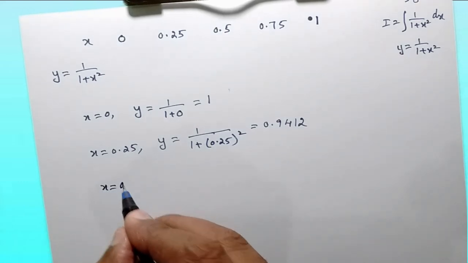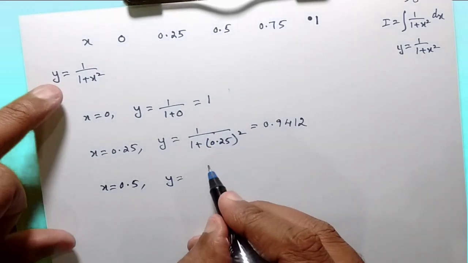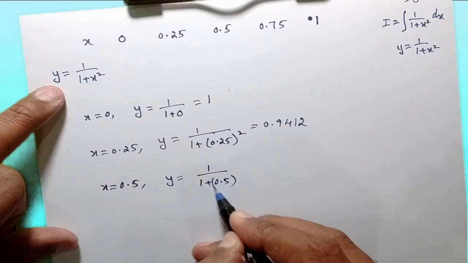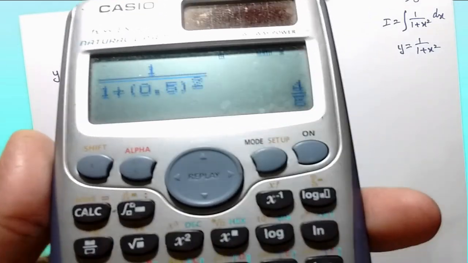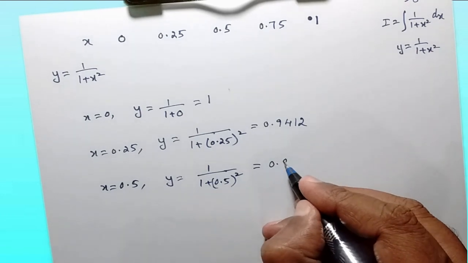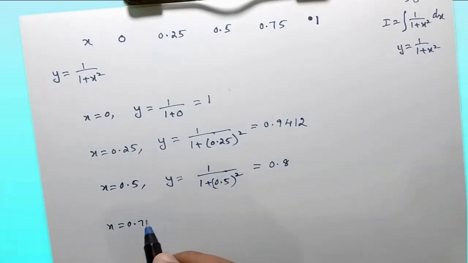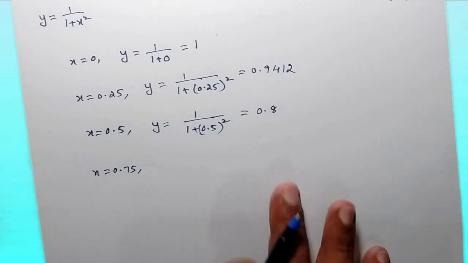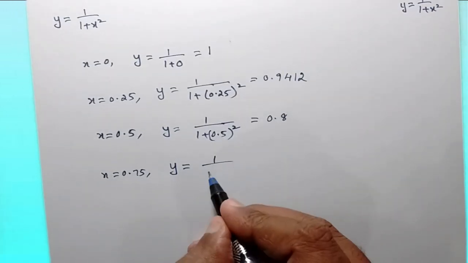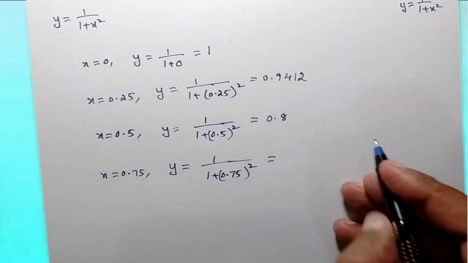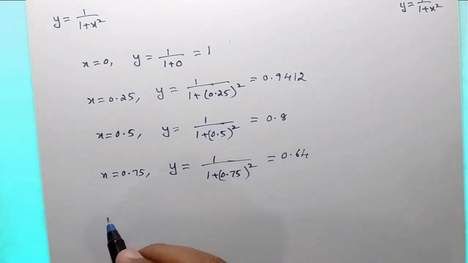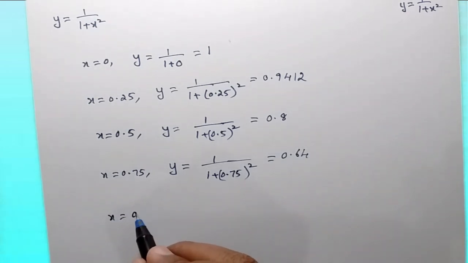Then when x is 0.5, y value will be equal to 1 by 1 plus 0.5 whole square. Once again, you have to just replace the 0.25 by 0.5 and see what is the required solution you will be getting. So in terms of the decimal, you will be getting the value as 0.8. Then when x is 0.75, you will be getting y equal to 1 by 1 plus 0.75 whole square. Just check it. Are you getting 0.64? Just check it. 0.64.